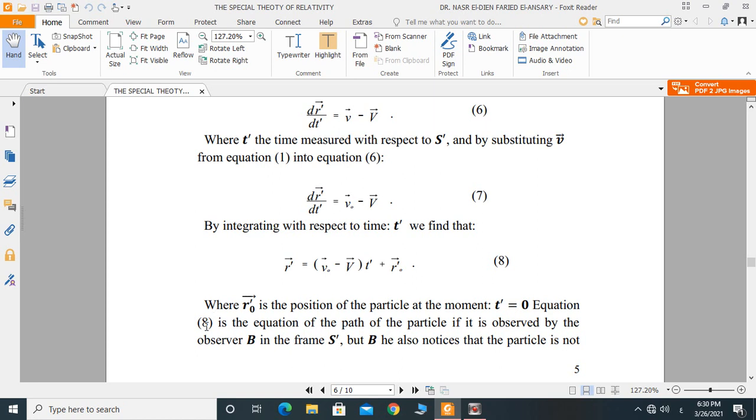Equation 8 is the equation of the path of the particle if it is observed by the observer B in the frame S dash. And equation 8 is a straight line in vector form.